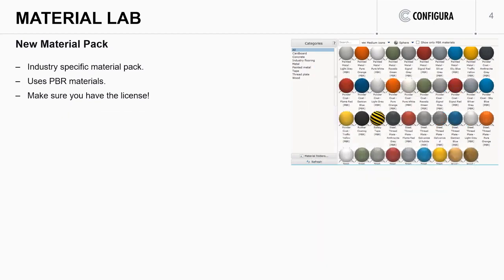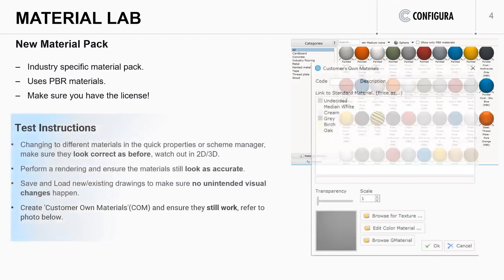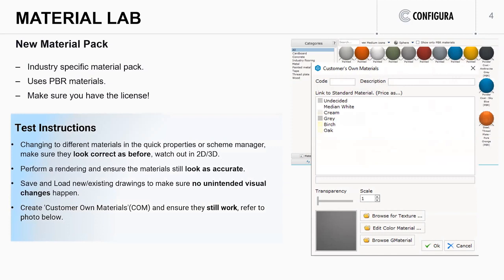Now, there are also some code changes related to the addition of this new material pack. So with that, please follow the test instructions. Make sure that by using your manufacturer extension, changing to different materials in the create properties or scheme manager, they look correct as before. There should be no unintended changes. Please watch out in 2D and 3D as we change the materials, just to make sure they are reflected correctly and accurately. Next up, you can perform a rendering, and ensure that the materials still look accurate.